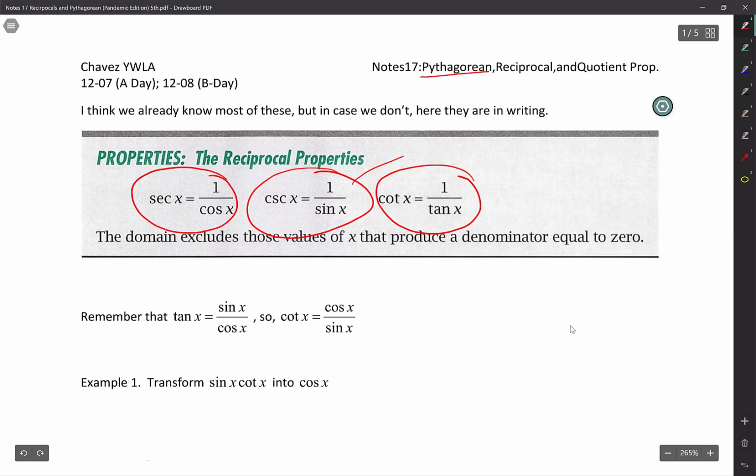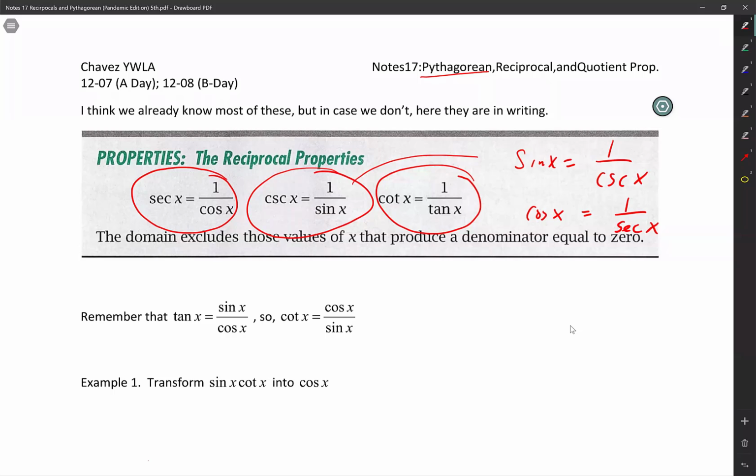And what does that mean? That means that you can always do this as well. Sine x is the reciprocal of cosecant, so you can write 1 over cosecant x. Cosine x is the reciprocal of secant, so you can write 1 over secant x, and so on and so forth. Don't forget that cotangent is also x divided by y, or cosine divided by sine, and here it is.